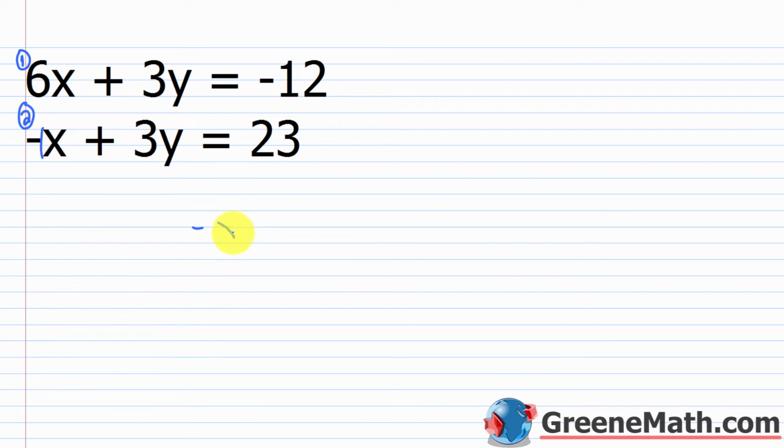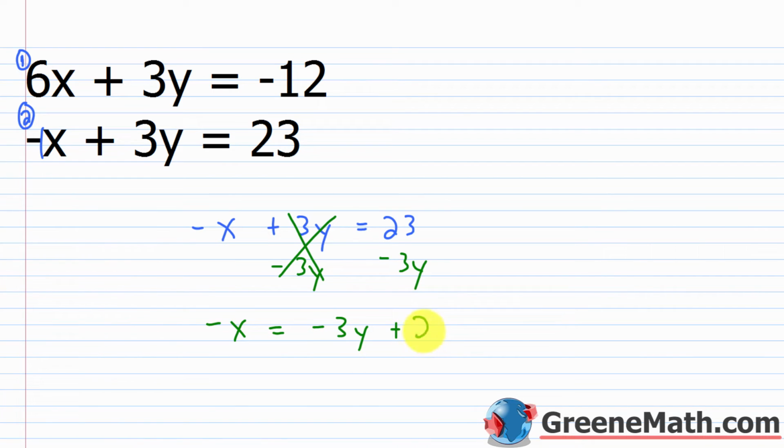So I have negative x plus 3y equals 23. And a couple of things I can do here. I can swap sides with this one and this one. Or I can just move 3y over and multiply both sides by negative 1. Whatever you want to do. Doesn't matter. So let me just subtract 3y away from each side of the equation. That's how I'd like to do it. I'll have negative x is equal to negative 3y plus 23.